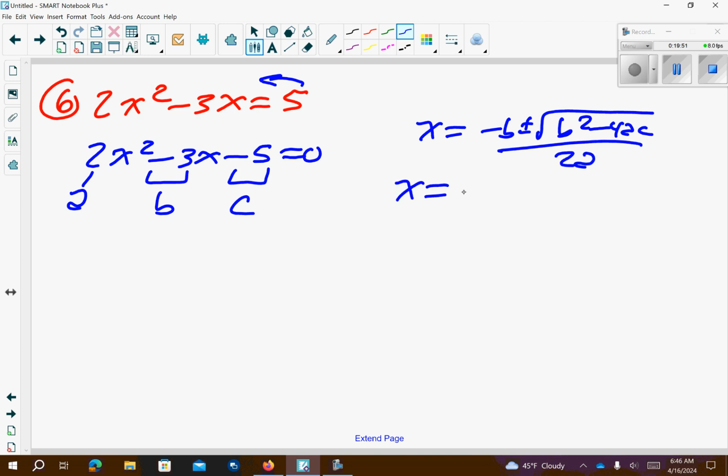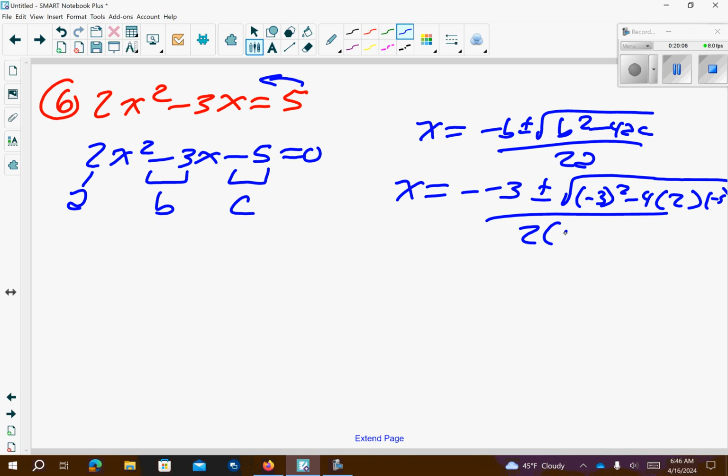So x equals negative 3 plus or minus negative 3 squared minus 4ac, squeeze in there, all divided by 2a. Clean it up. Negative 3 is 3, plus or minus negative 3 squared is 9. Negative 4 times 2 is negative 8. Negative 8 times negative 5 is positive 40.